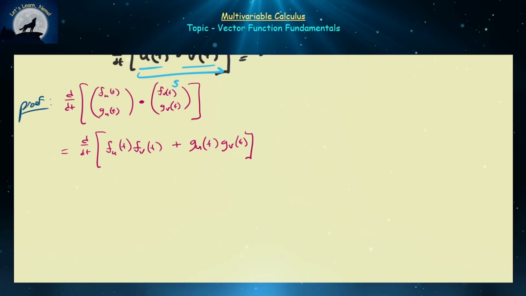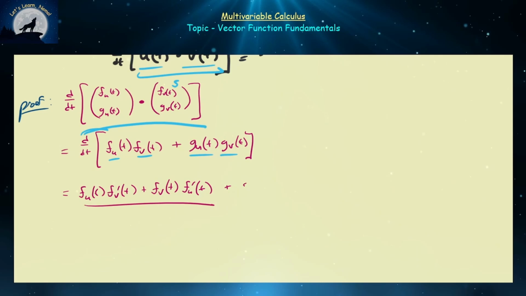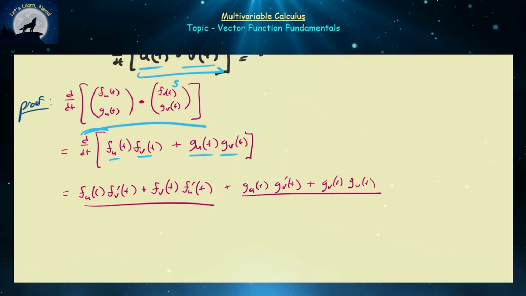gv(t). Now here we have a scalar function, and the derivative of the scalar function goes back to the single variable product rule, and we also have a product rule for the gu-gv product as well. So what is that going to be? It's going to be first times the derivative of the second plus the second times the derivative of the first. So that's the first product rule. And again, first times the derivative of the second plus the second times the derivative of the first.